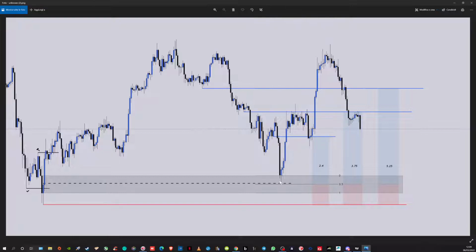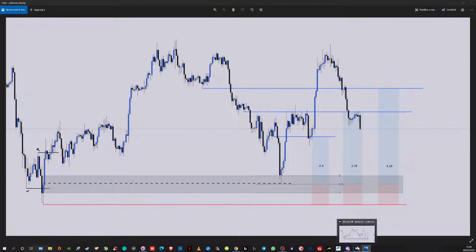Would you take this trade? And the answer for me would be, yeah, I would. Okay, because I'm seeing everything I need to see. So this is a valid setup for me. Now, let's try to unveil a little bit more of this trade.